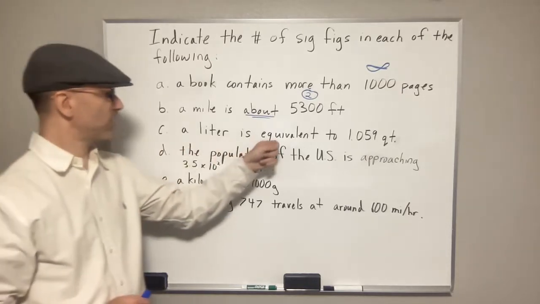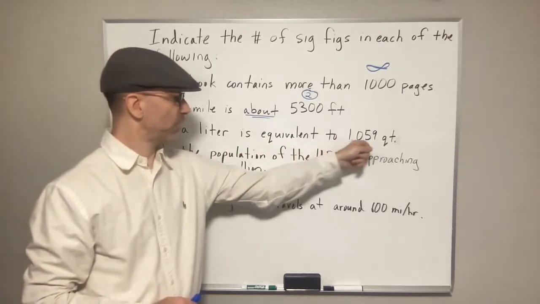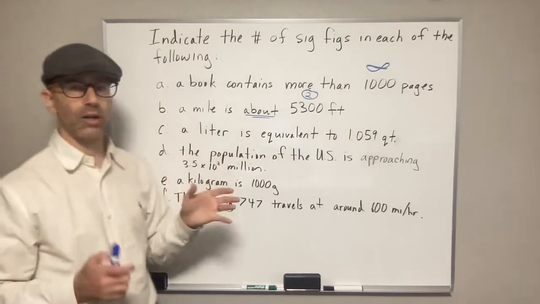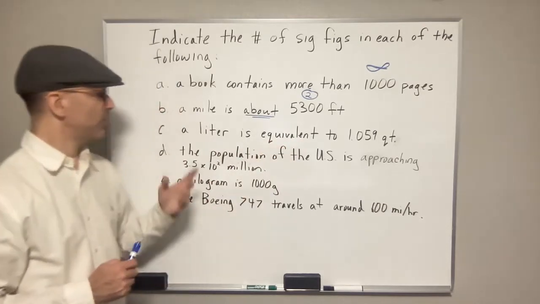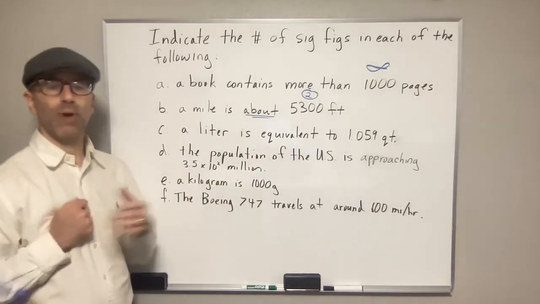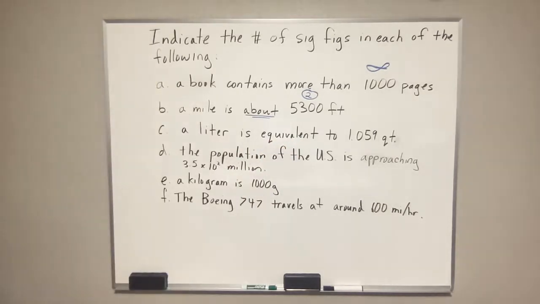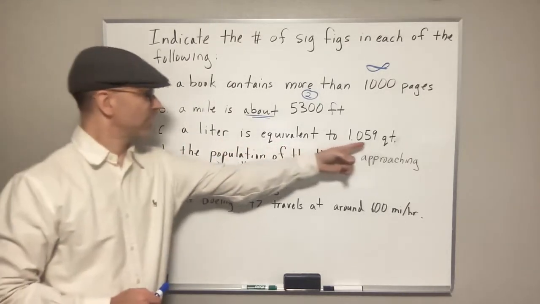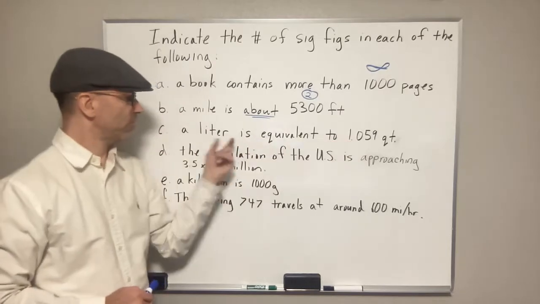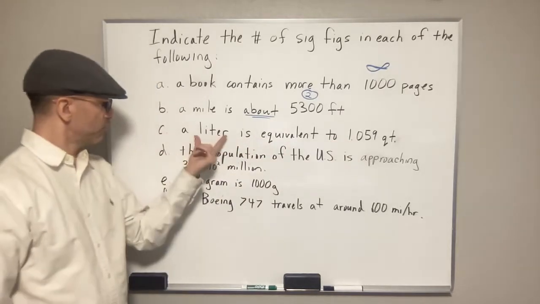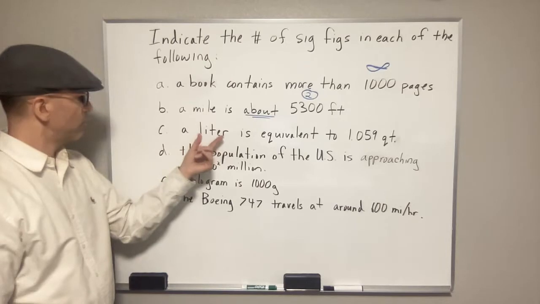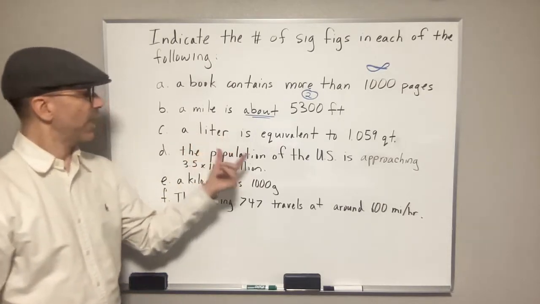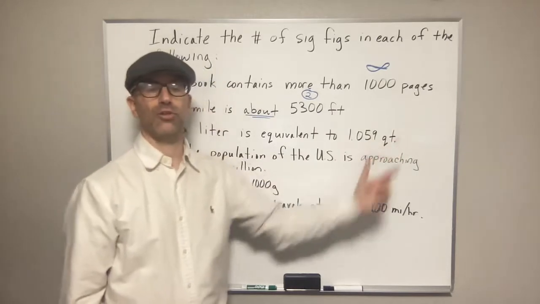A liter is equivalent to 1.059 quarts. One of the things that says equivalent to, this is actually a measure. How do I know if this is a measure or if this is equal? So here we have liter. Liter is a metric unit, and quart is an English unit.